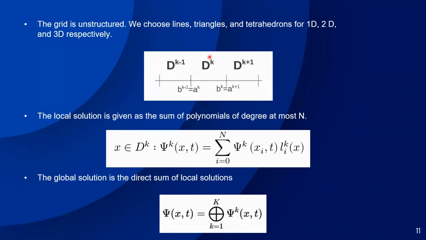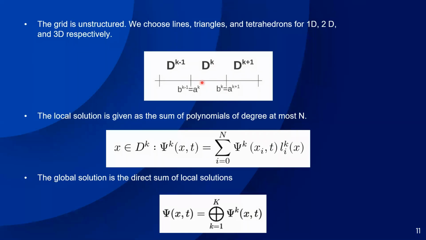Suppose you want to consider a grid, and consider these subdomains. This is a subdomain, and you divide the whole grid into different subdomains like this, and you ensure that the rightmost part of the previous domain and the leftmost part of this domain are equal, such that you get a smooth grid. And the local solution in this grid will be evaluated as the summation of the local basis of the polynomials of degree at most n.